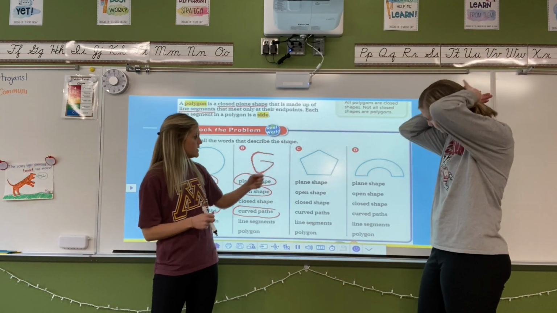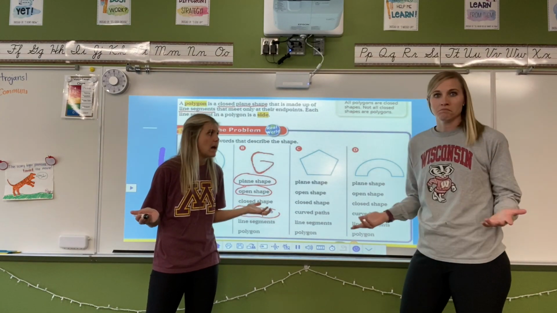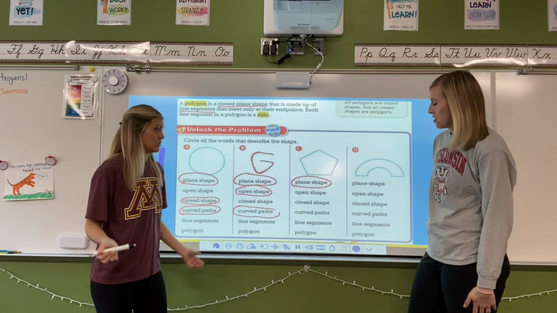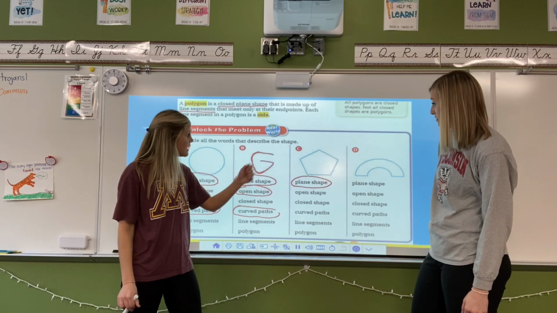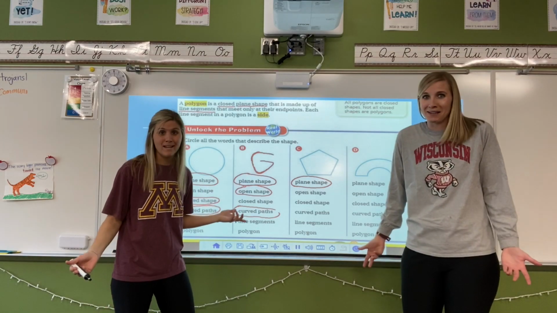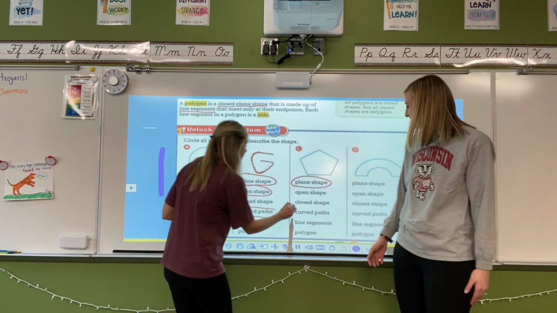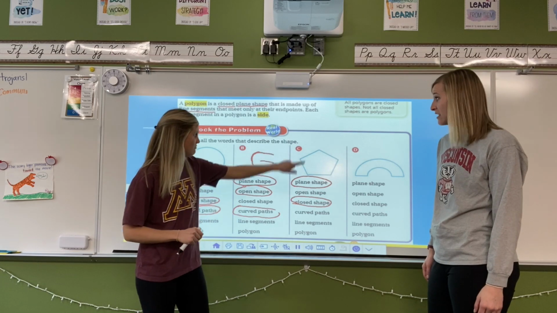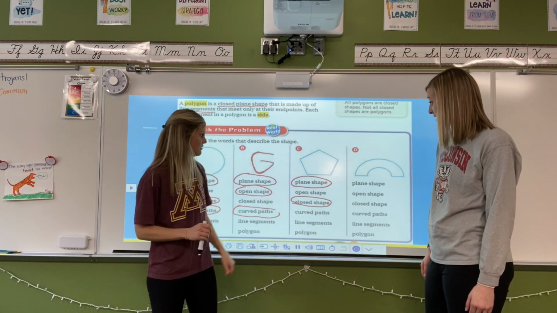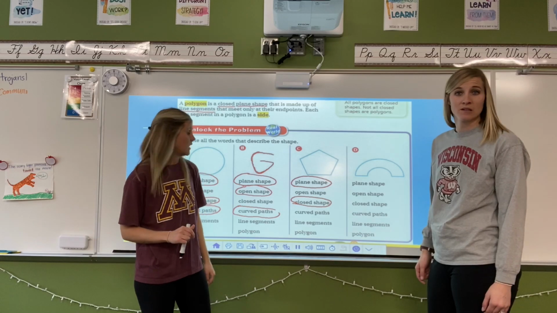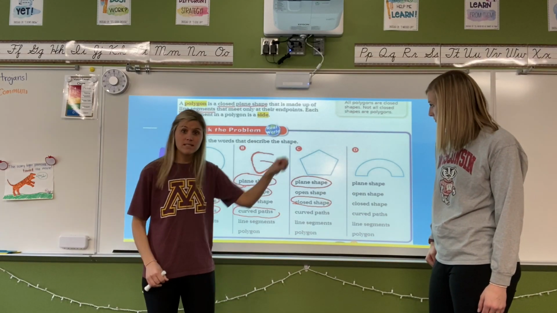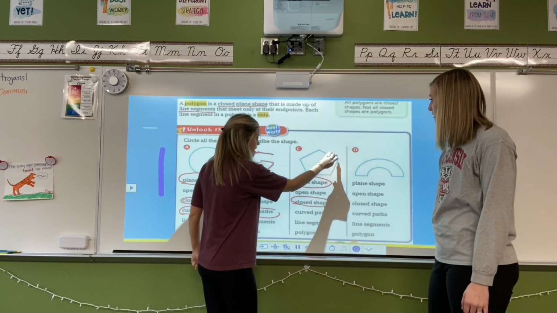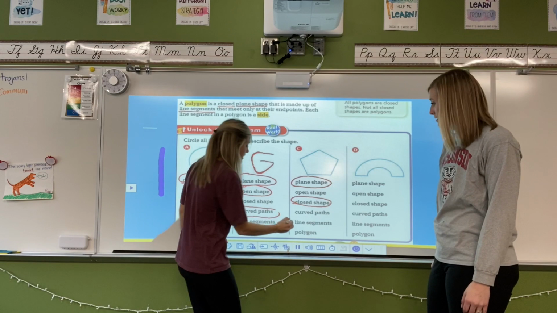So this right here, is it a plane shape? Is it a flat shape? Absolutely. Yes, it is a plane shape. Is it open? Do you see any openings in that shape? I don't. Nope. Is it a closed shape? Well, if it's not open, it's got to be closed. So yes, it is a closed shape. Does it have any curved paths? Everything looks pretty straight to me. It does to me as well. I don't see any curves on that shape. Does it have line segments? Does it have a start point and an end point? Well, I see a line segment here, here, here, here, here. So yes, it does have line segments.